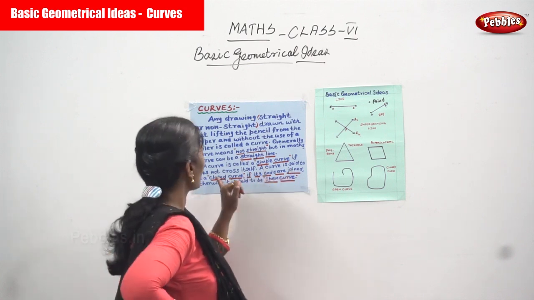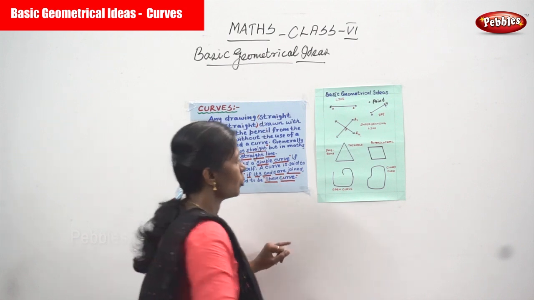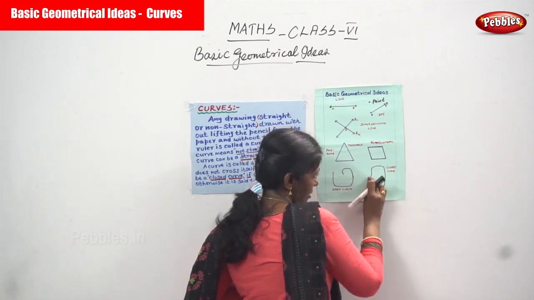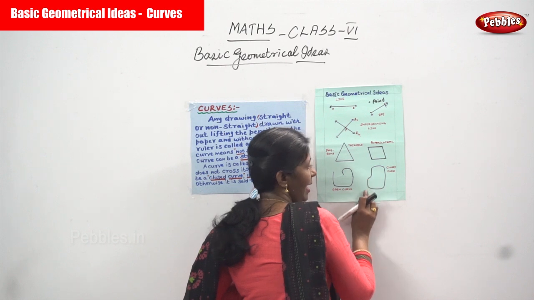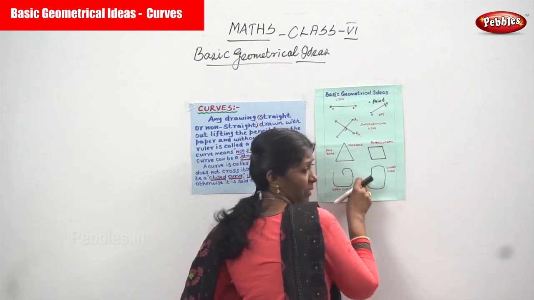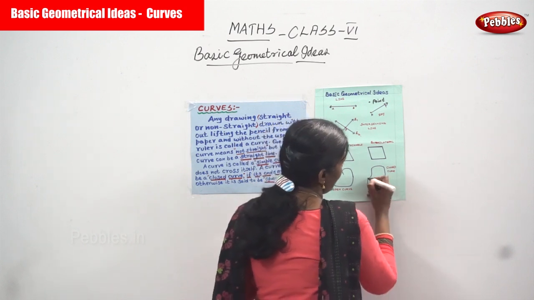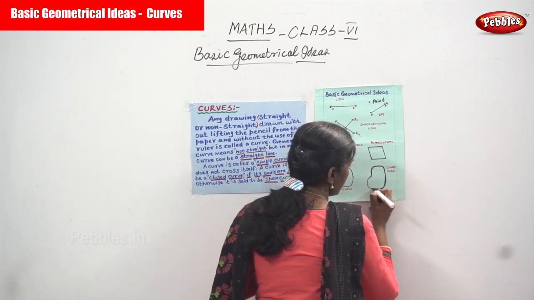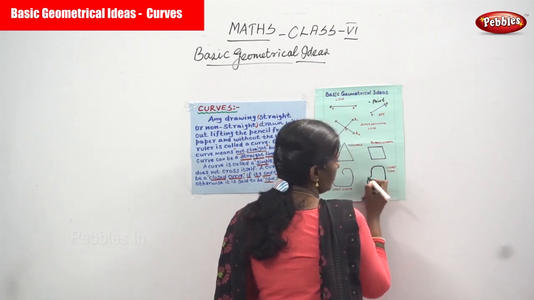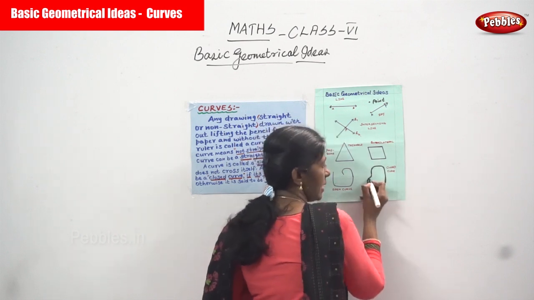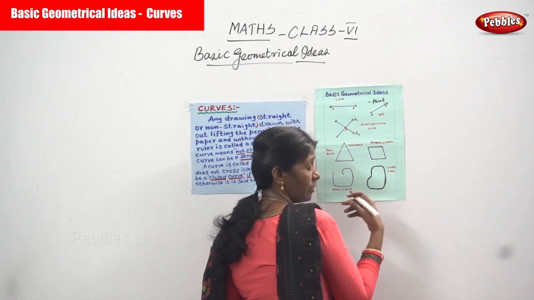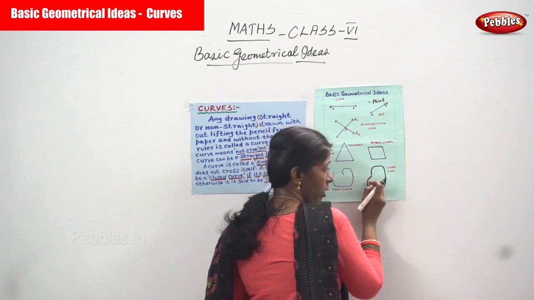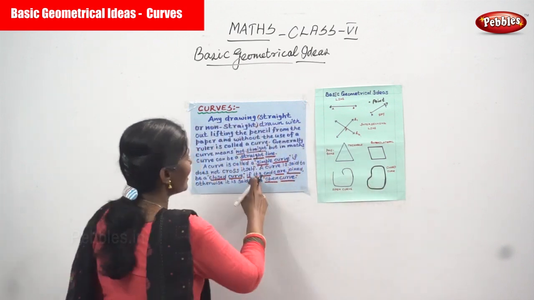A curve is said to be a closed curve if its ends are joined. So this is the curve, and it's joined together. It starts at this point and wherever it starts, it comes and joins the same point. I'm starting here without the help of a ruler, and I'm not lifting my hand. That is what it means if the ends are joined.